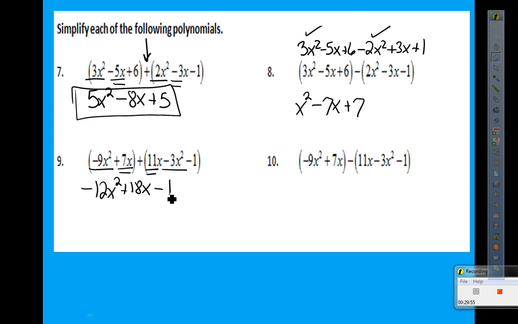Then I got one more minus 1. So let me not mess this one up this time. I'm going to make things easy, let me distribute that negative. So I got 9x squared plus 7x minus 11x plus 3x squared plus 1. I just distributed this negative 1. Now go through and find your like terms. Negative 9 and 3 makes 6x squared. 7 and 3 make it 10x. And looks like I got a 1. So then we got it.